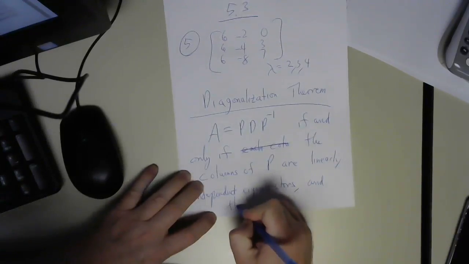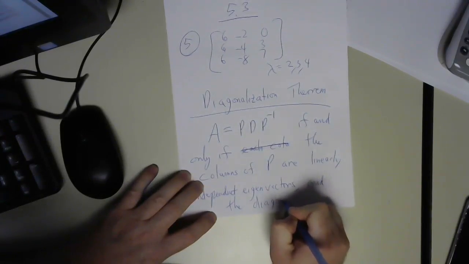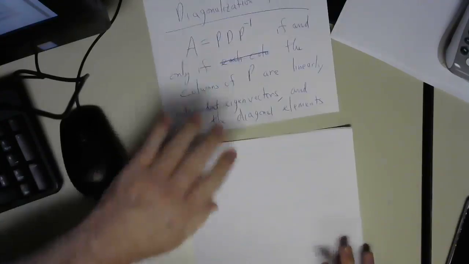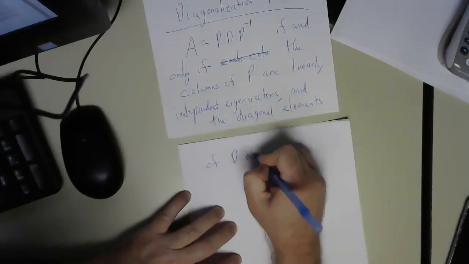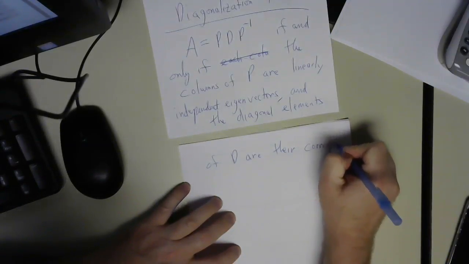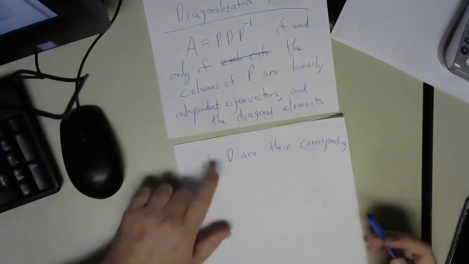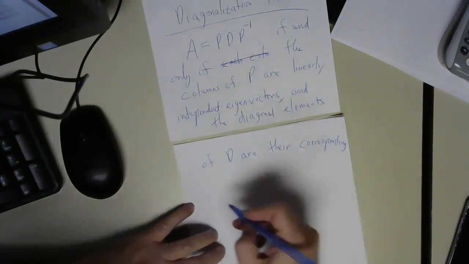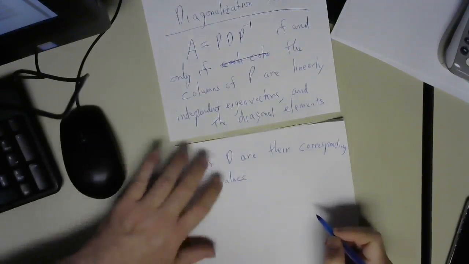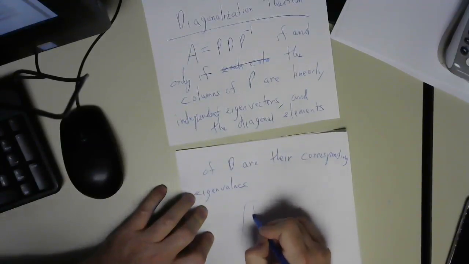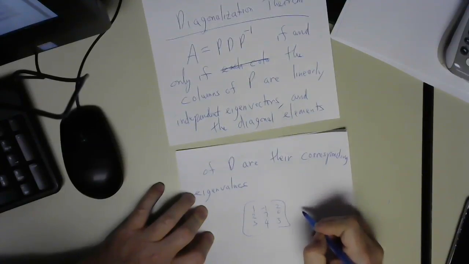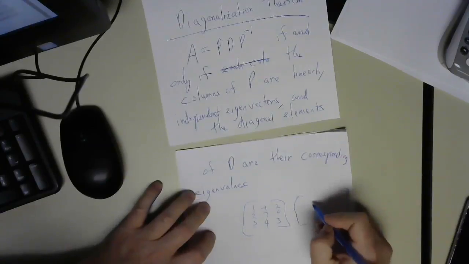and the diagonal elements of D, all the rest of them are 0, are their corresponding eigenvalues. And I'm talking about the eigenvalues that correspond to the linearly independent eigenvectors. So in other words, P might be something like this, and D might be something like this.